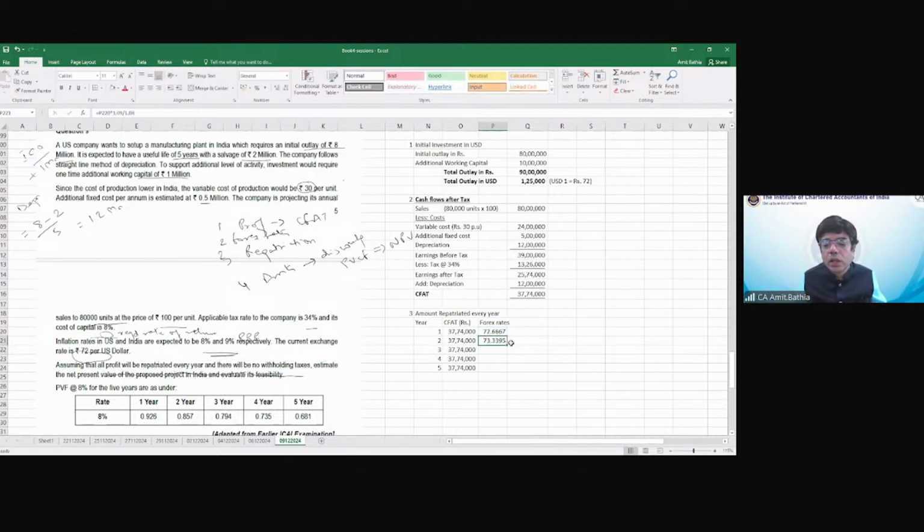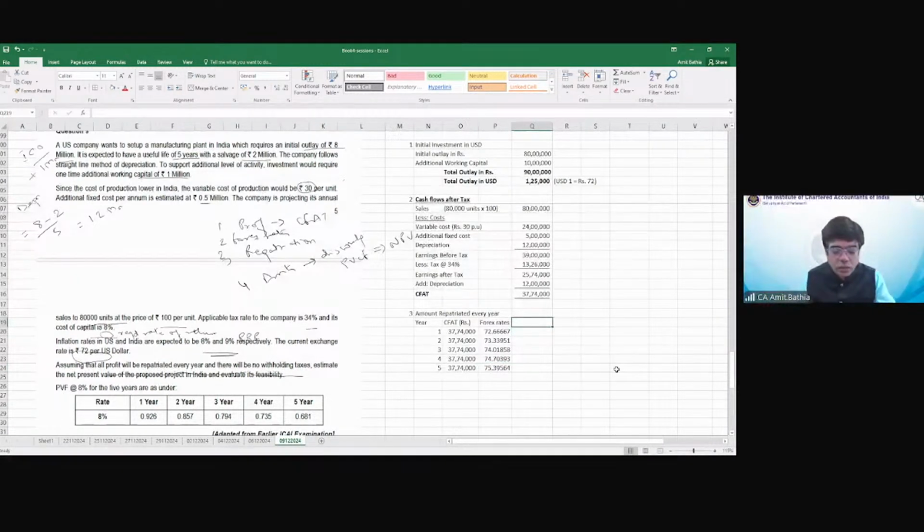So for the subsequent years, this is how I get, right? I keep on multiplying 1.09 divided by 1.08, right? And I will get it for the 5 years. So I get the forex rates for the 5 years. Now I am getting over here, because I am on Excel, 4 or 5 decimal points. You may take it till 2 or 3 decimal points at best. Don't need to take 5, 6 decimal points, okay?